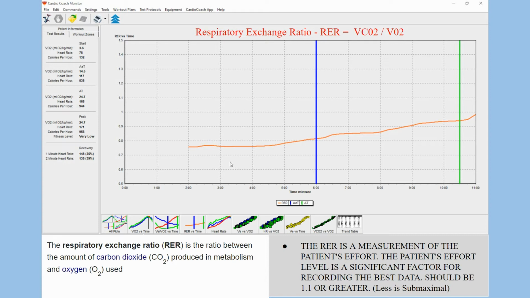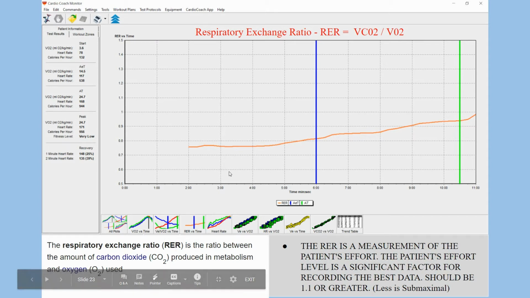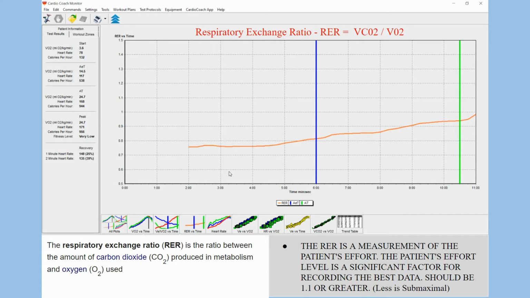So here's our panel on the RER, which stands for respiratory exchange ratio. It is that ratio down here. It is a ratio between the amount of carbon dioxide produced in metabolism and the oxygen used. And that ratio really shows the difference between aerobic exercise and anaerobic exercise. We would consider aerobic exercise to be everything under 1, although that is often a mixture between aerobic and anaerobic. But over 1, and especially over 1.1, we would consider this to be anaerobic.